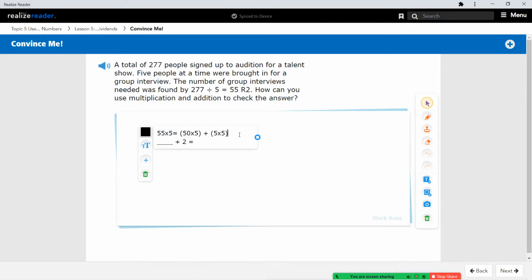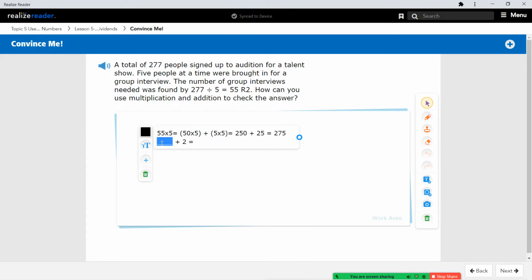And I know 50 times 5 is 250, right? Because 5 times 5 is 25, plus that 0, plus that other group of 25 is going to give me an answer of 250 plus 25, which will give me 275.